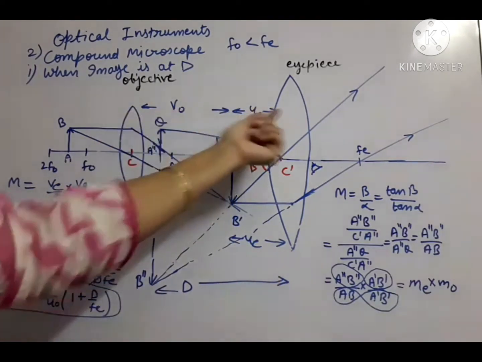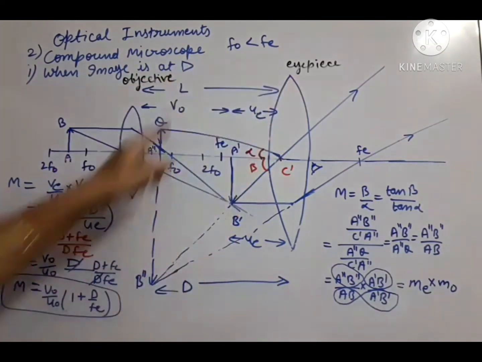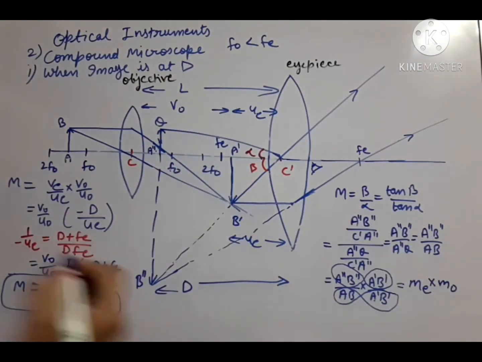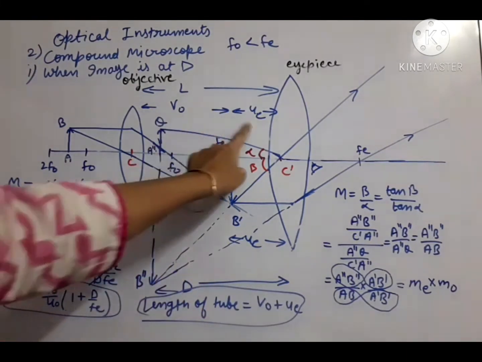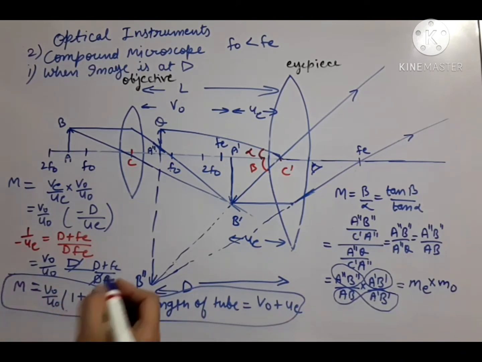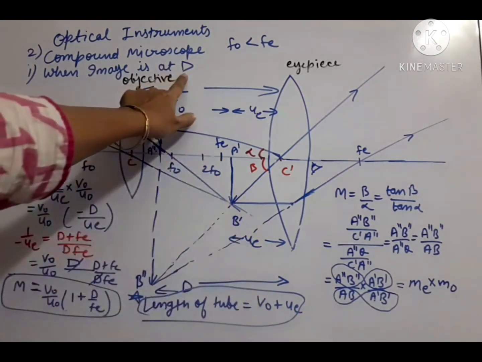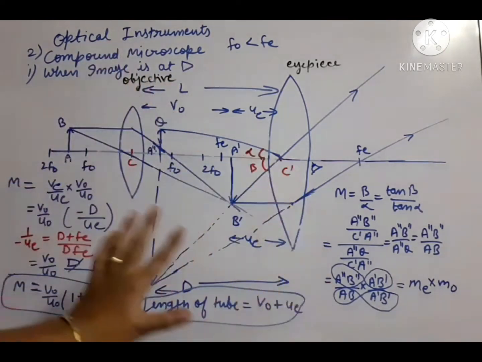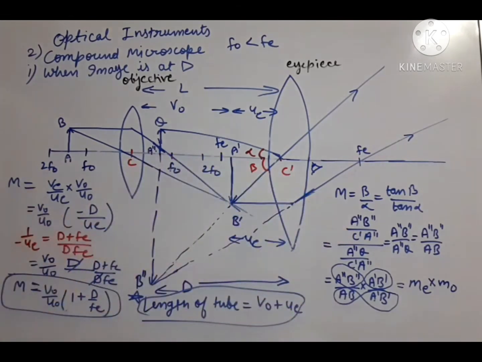So what is the total length of the tube? Length of the tube is VO plus UE. Okay, so we will write this formula here. Length of the tube formula is VO plus UE. Remember this formula for numericals. This is extra formula and this formula is only applicable for D case. Now we are solving the infinite case. Okay, note down, draw the ray diagram carefully and note down this derivation.